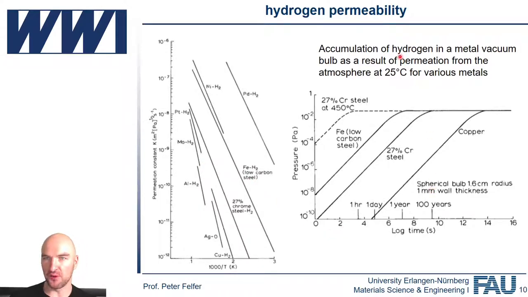And so if you look at a spherical bulb, I don't know what it took, 1.6 centimeters and 1 millimeter wall thickness, and just look at how long it will take for the pressure to rise in that steel, you can see that essentially for our usual steels, it goes pretty instantaneous, and within a year it would probably be almost at ambient pressure. For copper, this would, for example, be much slower than for stainless steel.